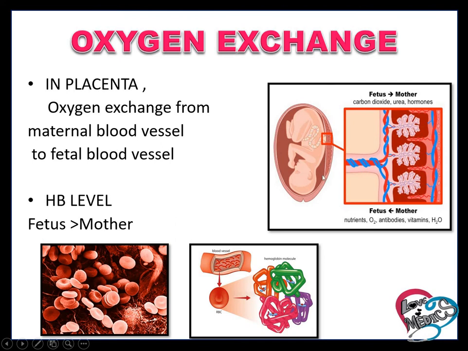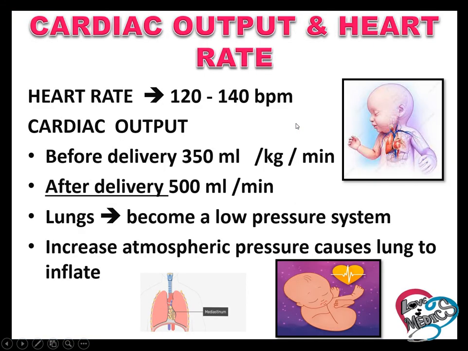Oxygen exchange. From the mother, the oxygenated blood is exchanged to the fetus by the placenta. Oxygen exchange occurs in the placenta. From the maternal surface, the oxygen is transferred into the fetal blood circulation. Fetal hemoglobin has more affinity to attract oxygen. So the fetal blood, having more affinity for oxygen, absorbs more oxygen from the maternal circulation and delivers it to the fetus.